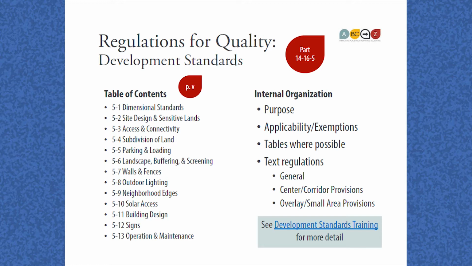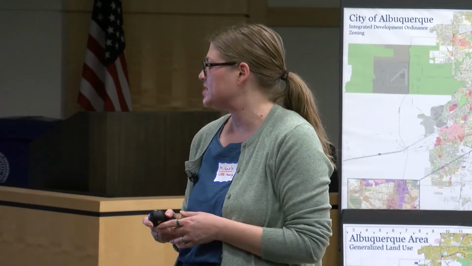Okay. And if it is in text, we went in this general order. We first described things that are citywide, so rules that apply to most people. Then we described anything that was a center or corridor provision, so provisions that were specific to a center or corridor. And lastly, we described anything that had to do with a small geographic area, whether it was an overlay or a one-off rule that's mapped as a small area in the Integrated Development Ordinance.